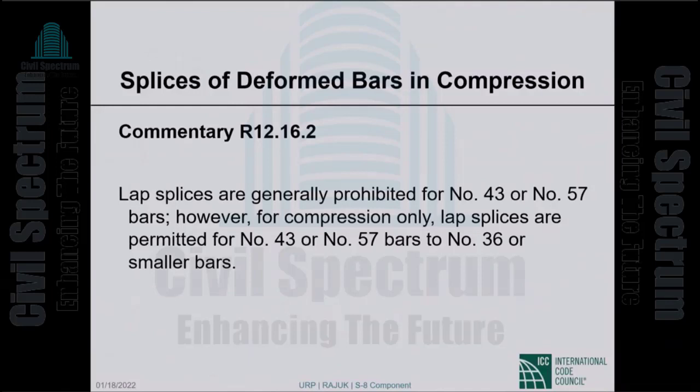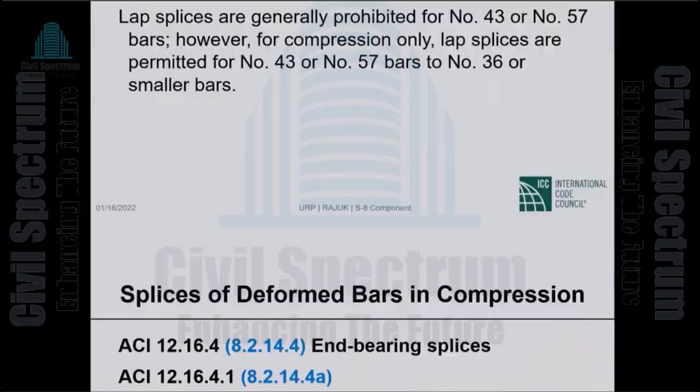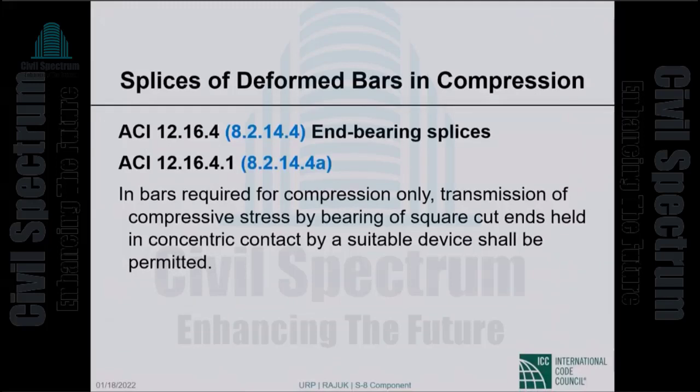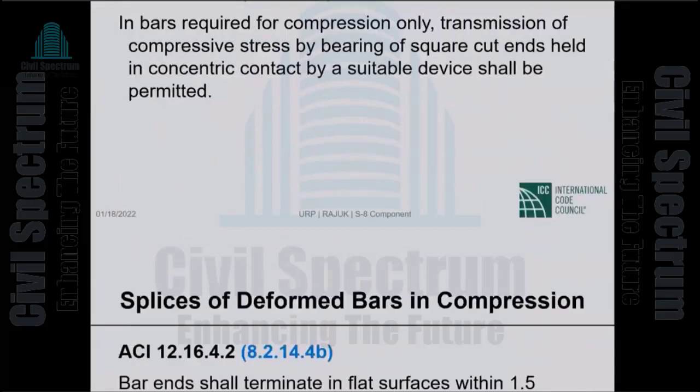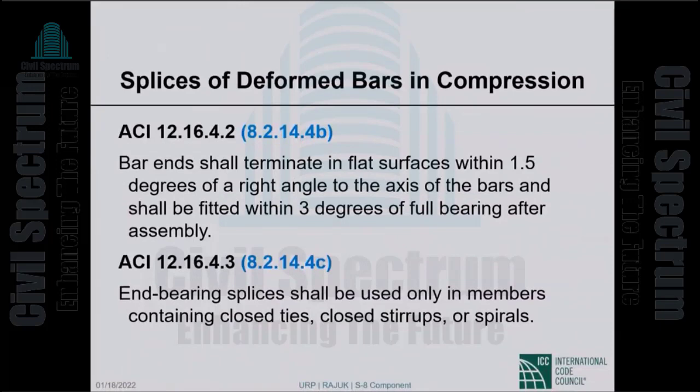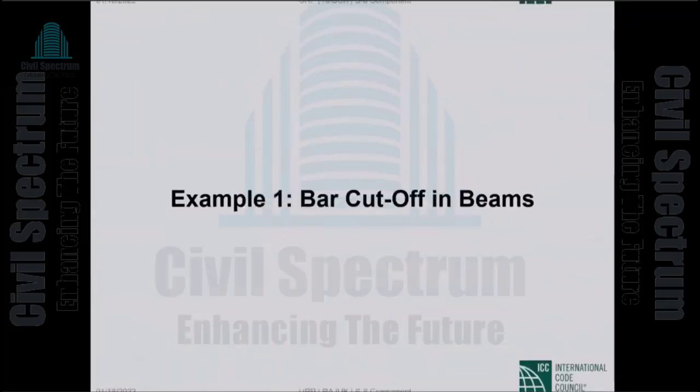This is commentary. Lap splices are generally prohibited for number 43 and number 57 bars. However, for compression only, lap splices are permitted for number 43 and number 57 to number 36 or smaller bars. End bearing splices: there are such things in compression. In bars required for compression only, transmission of compressive stress by bearing of square cut ends held in concentric contact by a suitable device shall be permitted. I don't know that I should spend time on this.